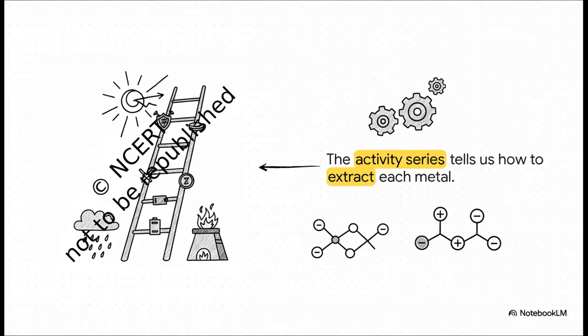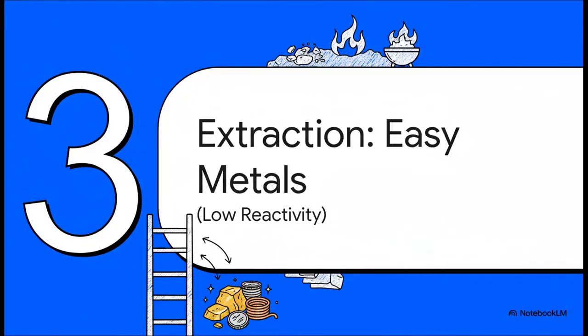It's really simple. It just arranges all the metals based on how reactive they are. The metals at the top are super reactive, the ones in the middle are, well, medium reactive, and the ones at the bottom are not very reactive at all. And the method we choose for extraction depends completely on where the metal is on this ladder. It tells us the whole story. So let's start our journey at the very bottom of the ladder. We'll begin with the easiest ones, the metals with low reactivity.